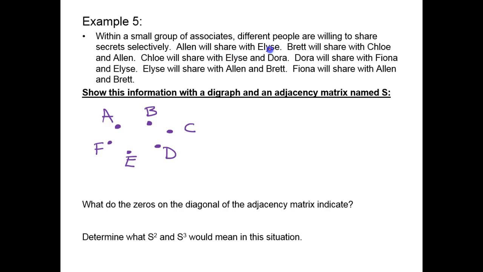Alan will share with Elise. So Alan shares with Elise. Okay, now this is a digraph. We're going to have arrows happening. Brett will share with Chloe and Alan. So Brett will share with Chloe and Alan. Chloe will share with Elise and Dora. Alright, Chloe will share with Elise and Dora.